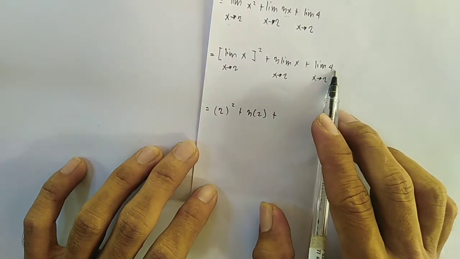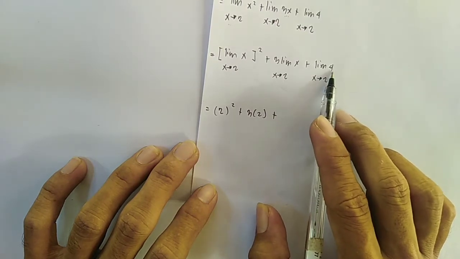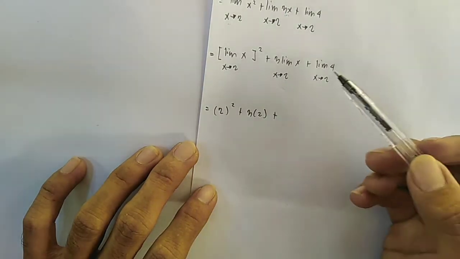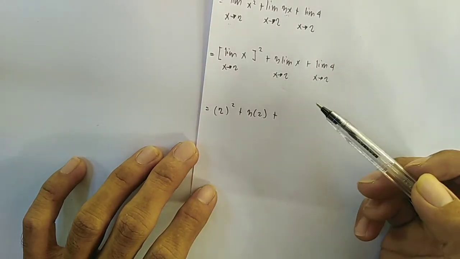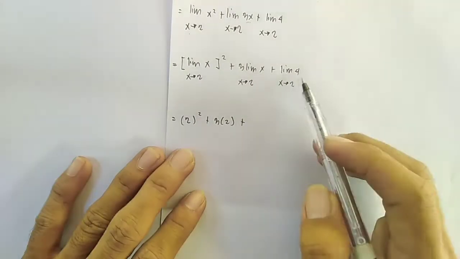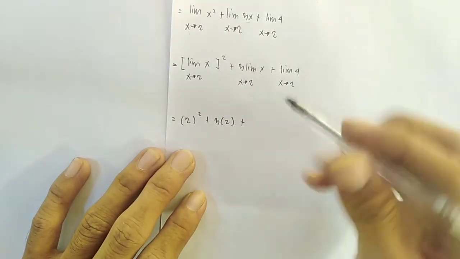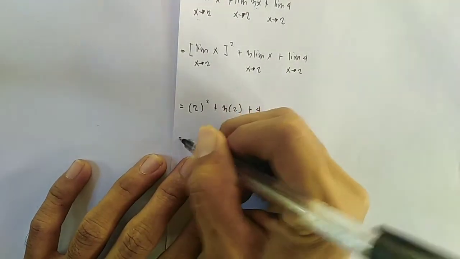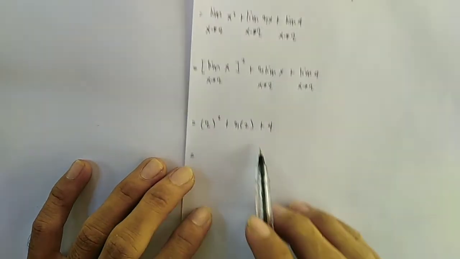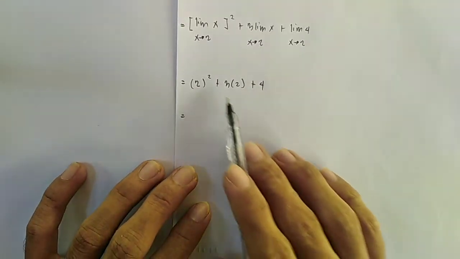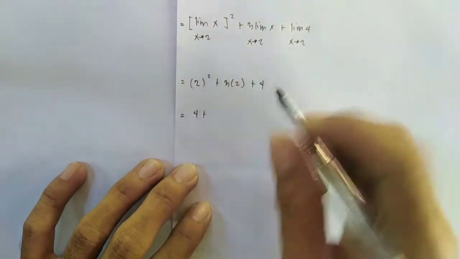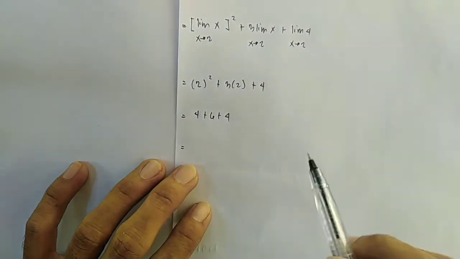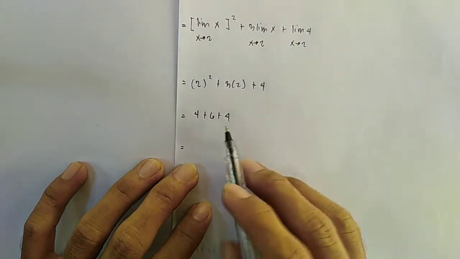Since we don't have variable x here, the limit theorem states that the limit of any constant is still equal to the constant. Again, the limit of the constant is equal to the constant. So the limit of the constant 4 is 4. Now let us simplify this to get the exact value. We have 2 squared, that is 4, plus 3 times 2, that is 6, plus 4. So 4 plus 6 is 10, plus 4 is 14.